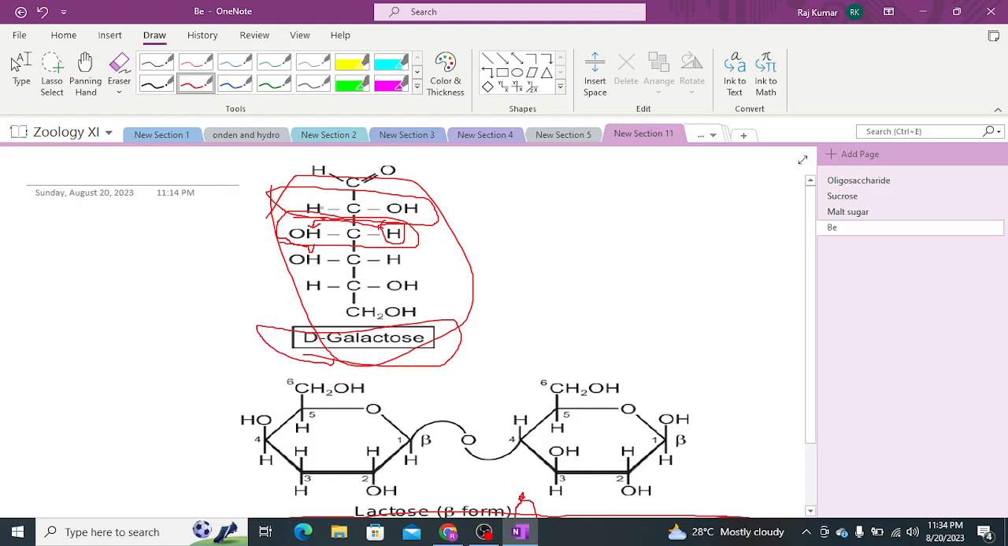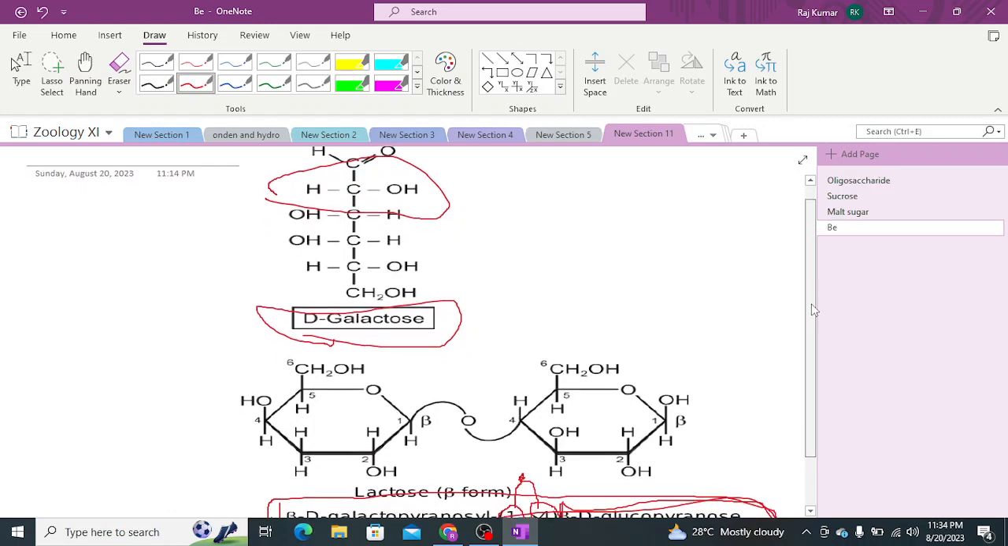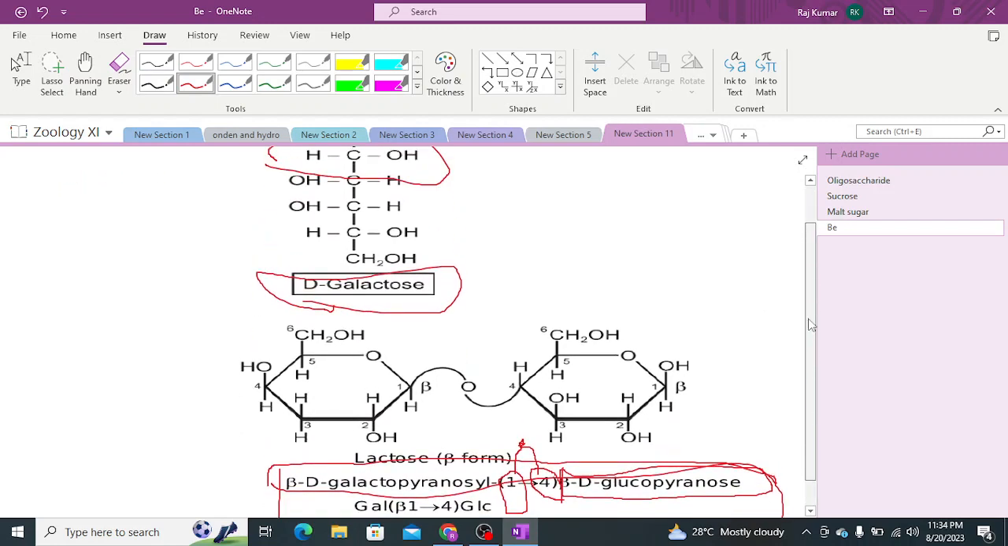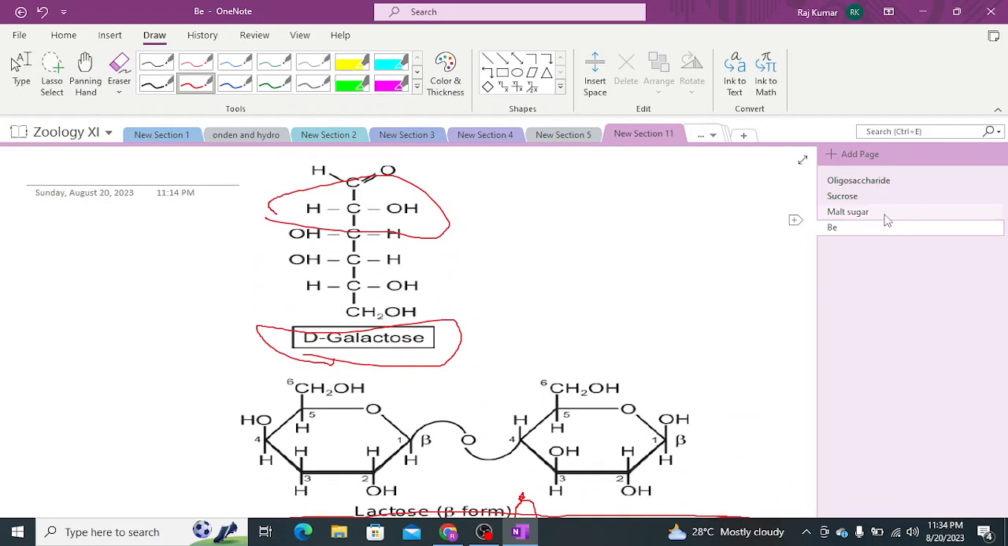I guess there's one more mistake: the second carbon is not this one, but this one, which I am writing here. This is the second carbon in which the hydroxyl group is present on the downward side. It is basically the structure of galactose, and the one which has the hydroxyl group on the upper side is known as glucose. Hopefully you understood today's class.